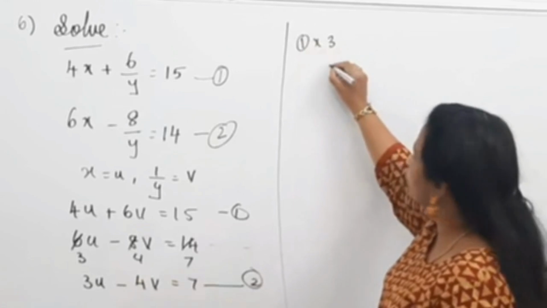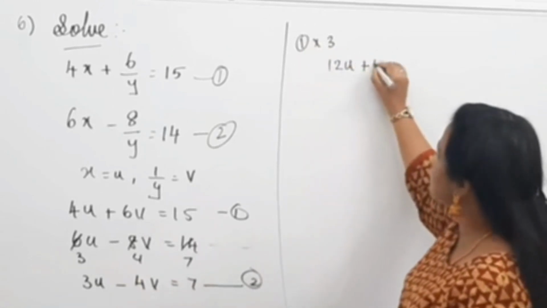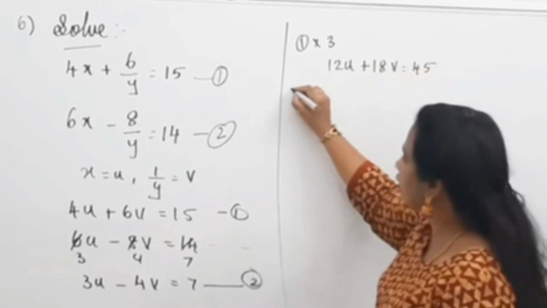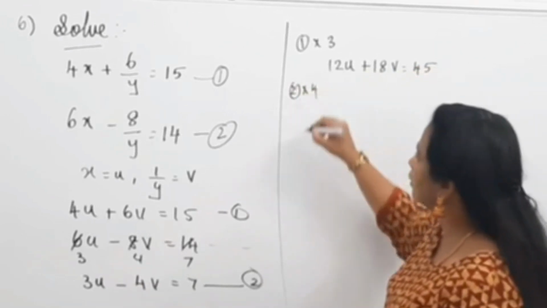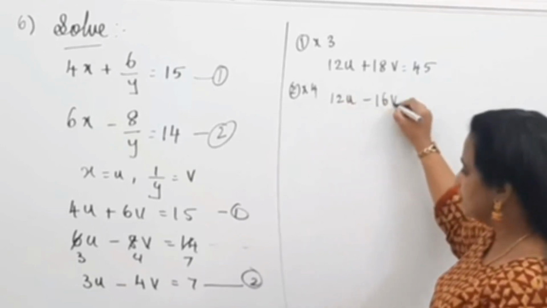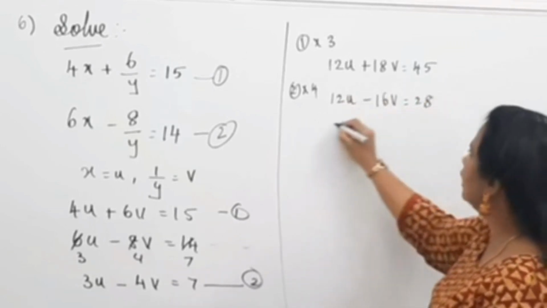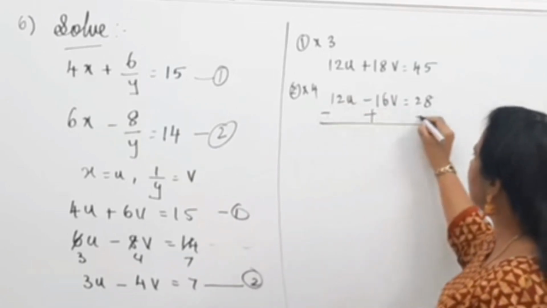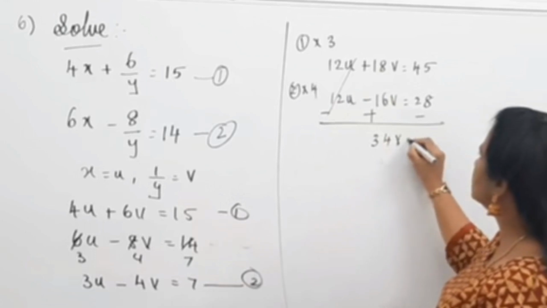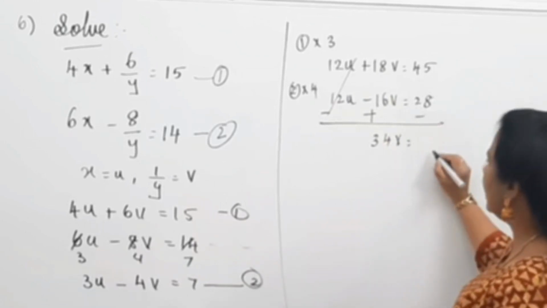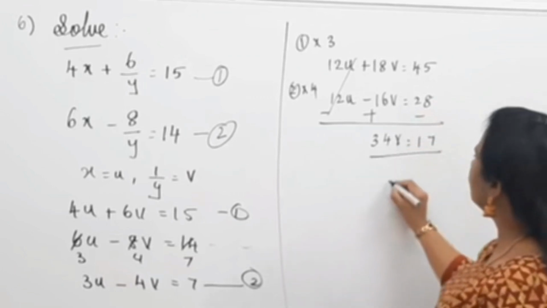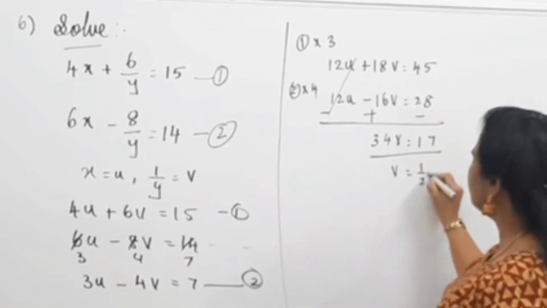So 4 3s are 12u plus 6 3s are 18v is equal to 3 into 15 is 45. And my second equation I'm going to multiply by 4. So 3 4s are 12u minus 4 4s are 16v is equal to 4 7s are 28. Changing the symbol, this gets cancelled. So 34v is equal to 45 minus 28 is 17 and 34 by 17 is 2. So I would have v is equal to 1 by 2.